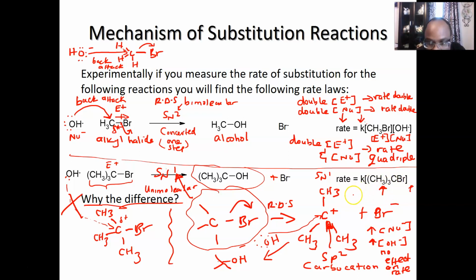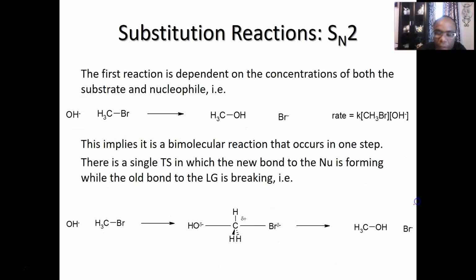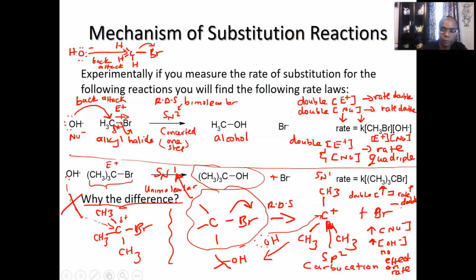But if you double the concentration of the electrophile, the rate has to double. So doubling the concentration of this electrophile will double the rate. Tripling will triple the rate because it's part of the formula for SN1.